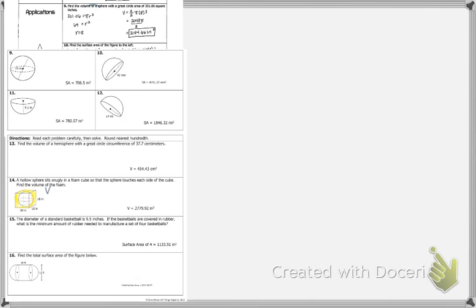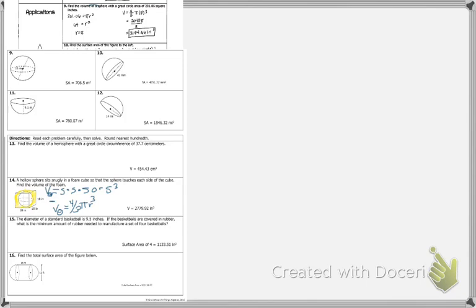So we need the volume of the cube. Well, from your previous lessons, we know that the volume of a cube is side times side times side, or side cubed. We're going to take away the volume of the sphere. And we know the formula for that is 4/3 pi r cubed.